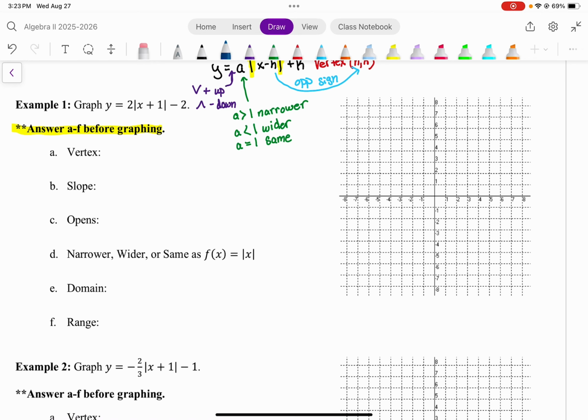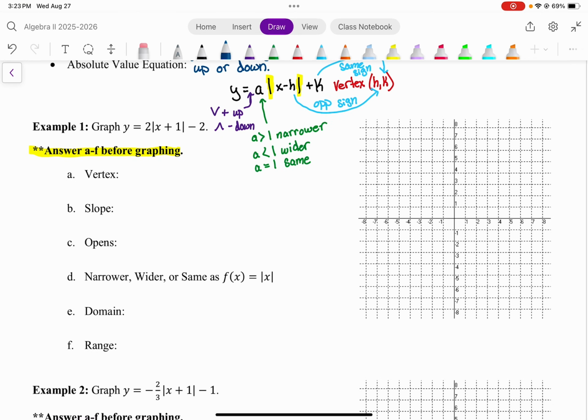So let's start with our vertex. Our vertex is that h and that k value. And remember, h is the opposite sign. In our equation, h is a positive 1. So in the vertex, h is going to be negative 1. K stays the same, so that will also be negative 2.